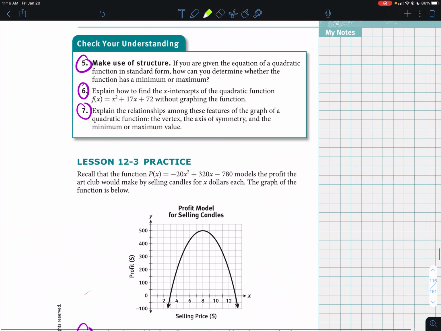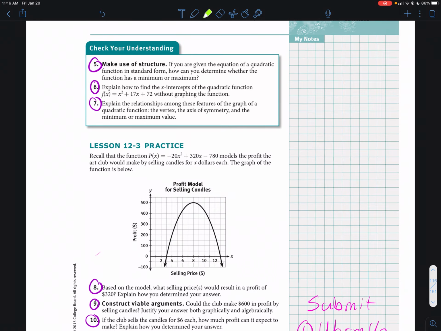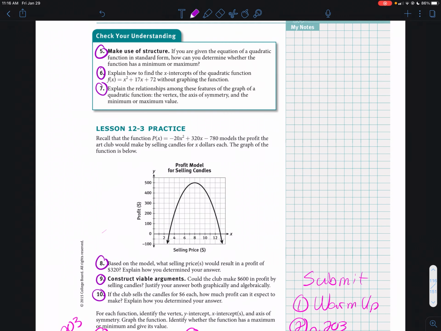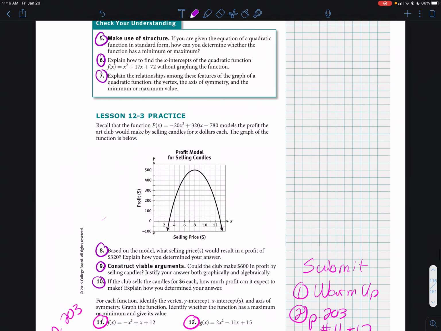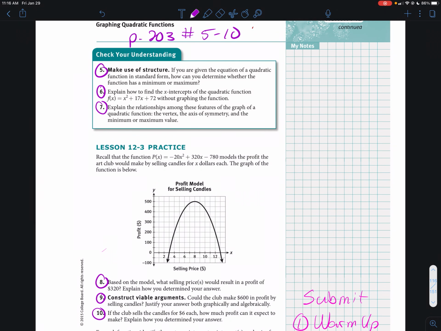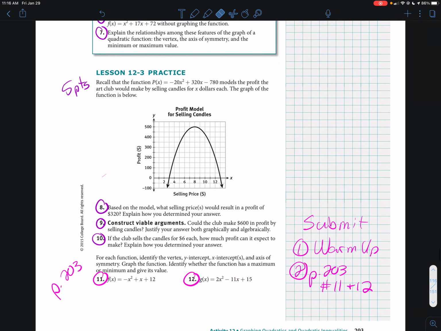Okay. So your assignment is going to be on page 203. And you're going to do 5 through 10. These are 2 points each. And these are 5 points each. Make sure you show your work. And make sure you explain when it says explain. Right here, explain, explain. Show your work.